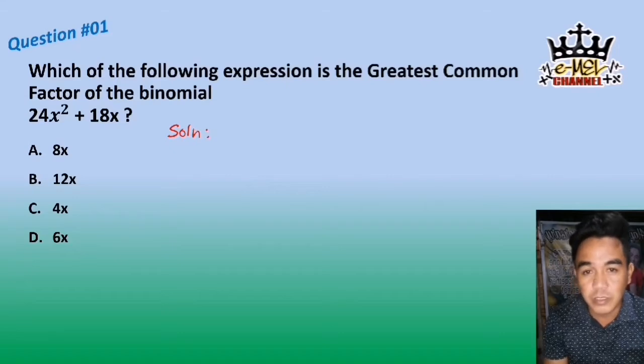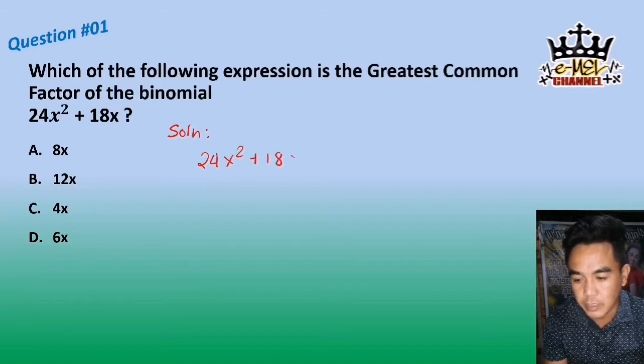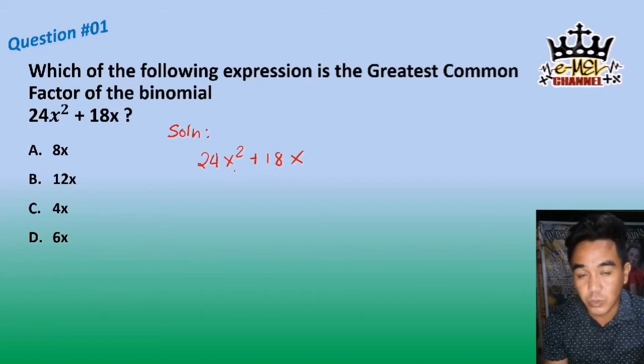When we are talking about the greatest common factor, these are the terms or numbers that can be factored out of the rest of the equation. In this problem, we have 24x squared plus 18x. The number is what we call the constant, and the variables are those letters. So, what is the number that can be factored from both 24 and 18? We know that it can be factored by 6. And the x squared and x can be factored by x.